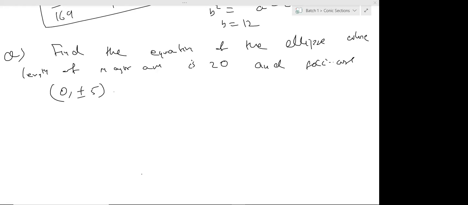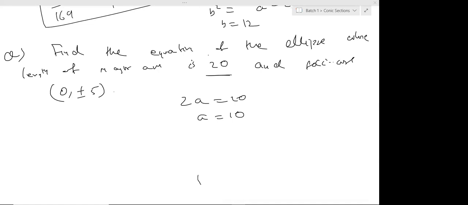All right, Shreya. We'll wait 2 minutes for Ashma. Yes, Ashma. The equation is type 2. Abdul, what happened? See, the major axis is 20. That means 2a equals to 20. That means a equals to 10.